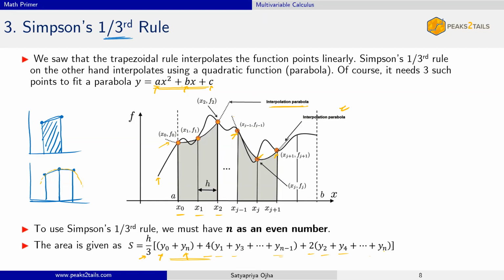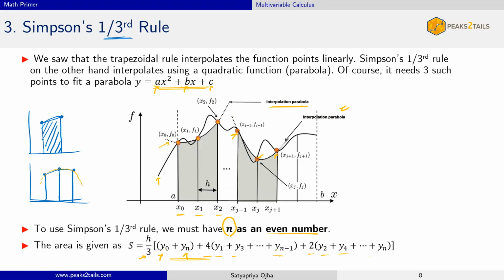Now, the very important condition for Simpson's one-third rule is that your choice of n is now restricted. For the rectangle rule, which is the Riemann sum, or the trapezoidal rule, we had no restriction on n. You can have any number of subintervals as you want. It can be odd, it can be even, it can be anything. In the case of Simpson's one-third rule, n has to be an even number. You cannot have an odd number of intervals. So you break it up as either 4 or 6 or 8 or 10 or 60. So n is even.